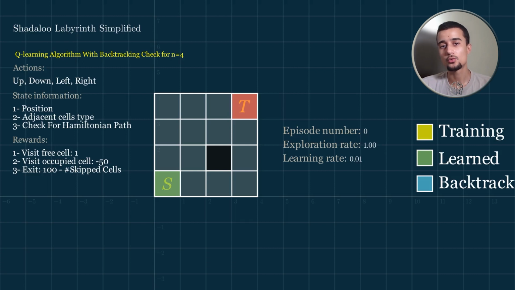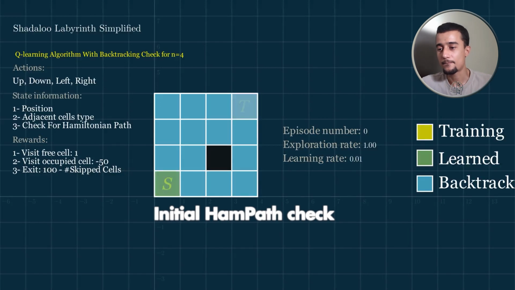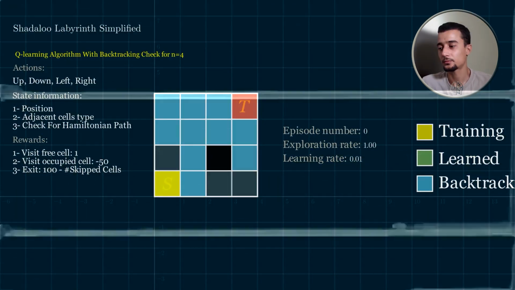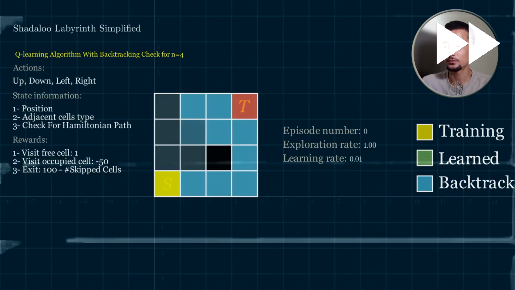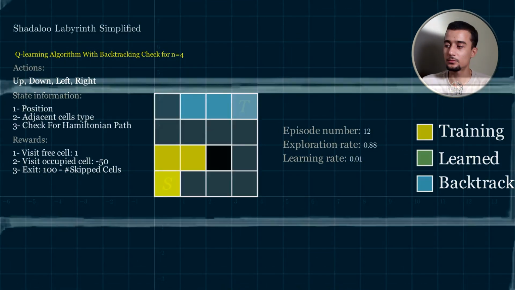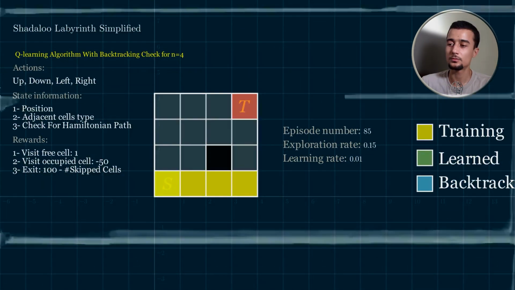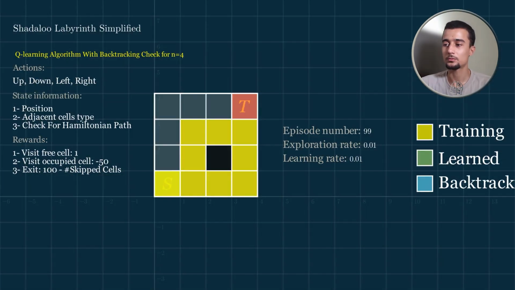So let's see now how the agent will perform using this approach and whether it is actually guaranteed for us to find an optimal solution. And it is as expected. Using this approach, by combining both reinforcement learning and backtracking, we train the reinforcement learning agent to find the Hamiltonian path. So now let's try the same approach, but for a bigger grid size.